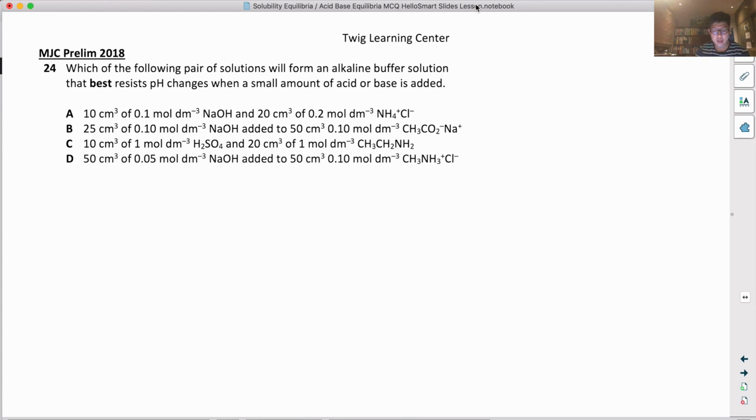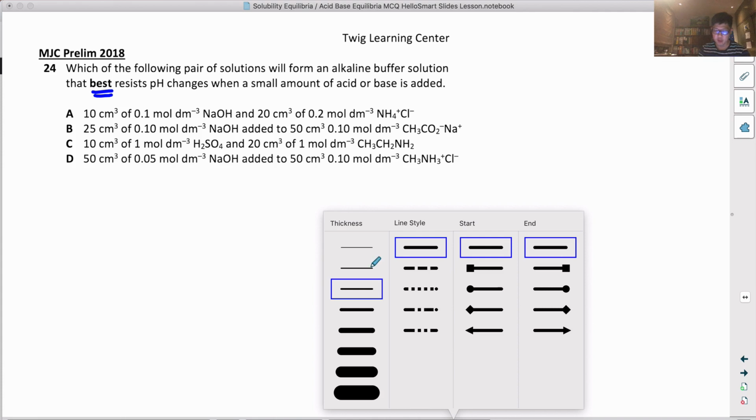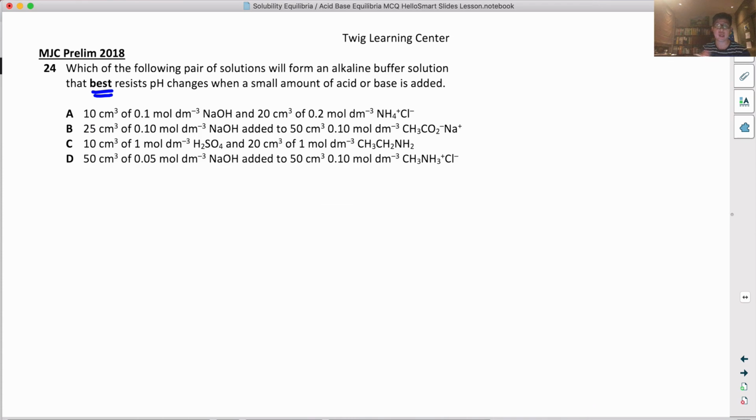Right, which of the following pair of solutions will form an alkaline buffer that best resists a change in pH? When they highlight the words "best resists a change in pH" when a small amount of acid or base is added, they basically want the one that gives you the maximum buffer. For maximum buffer, you must have an equal amount of weak base and its conjugate acid.